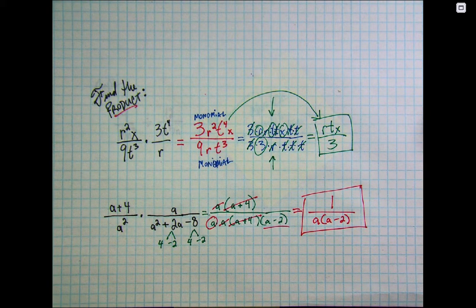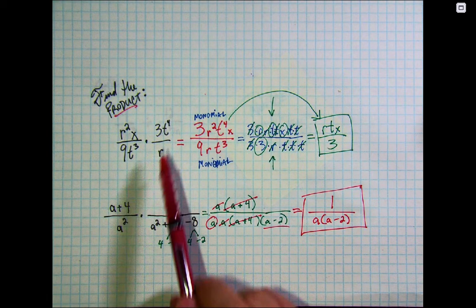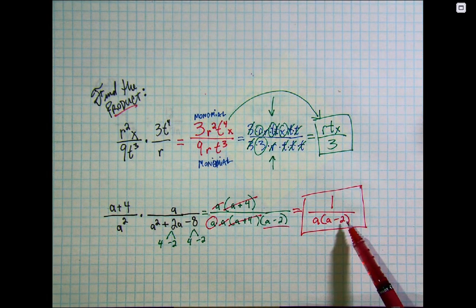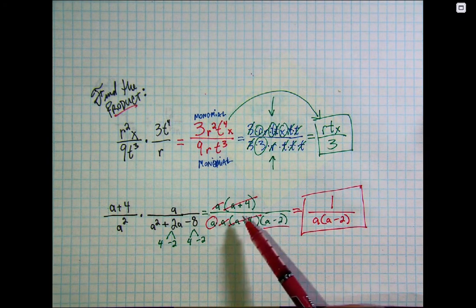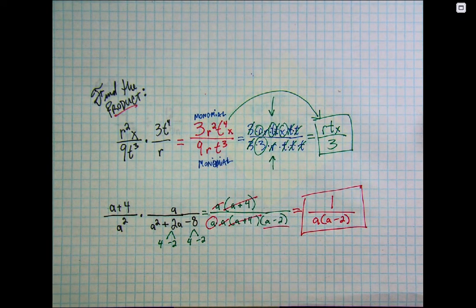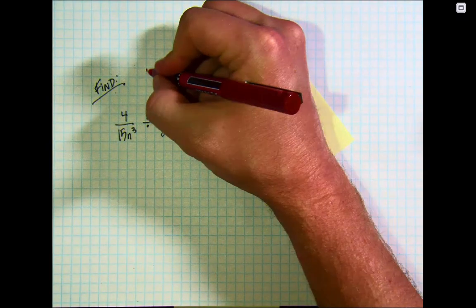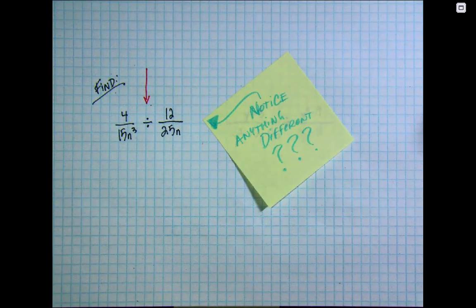So multiplying rational expressions, pretty easy. You just want to make sure you give your answer in simplest form by matching and scratching where appropriate if possible. All right, let's try another one. 4 over 15n cubed, and we've got 12 over 25n. But do you notice anything different about this problem? You should notice I'm not asking you to find a product here. I'm asking you to find a quotient. This is a division problem.